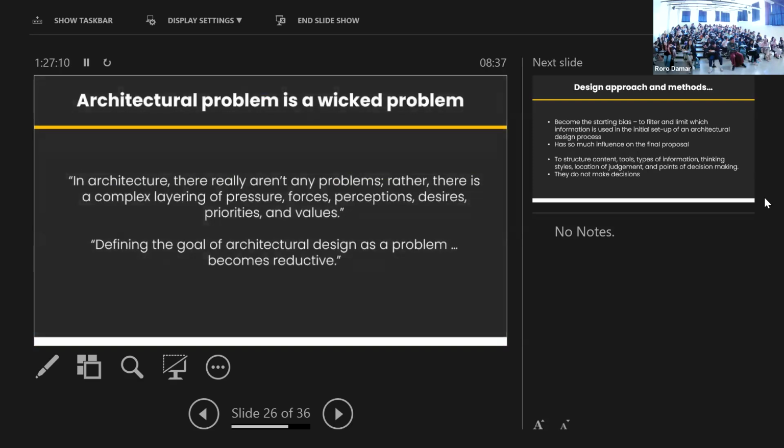As I mentioned, architecture is a wicked problem, yeah. In architecture, there really aren't any problems. Rather, there is a complex layering of pressure, forces, perception, desire, priorities, and values. Defining the goal of architectural design as a problem becomes reductive. Kemarin what did I mention about wicked problem earlier? Anyone want to probably elaborate what is wicked problem again?